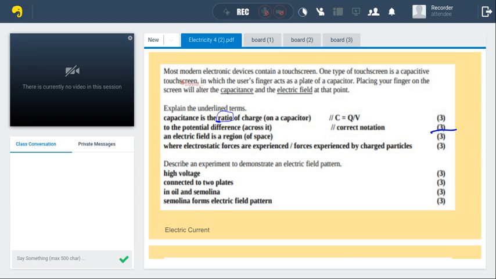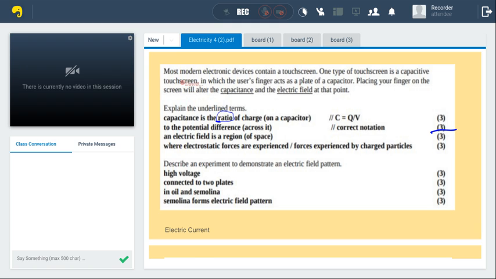Now, they're not going to be able to do it for electric field. So I would expect literally any physics student to be able to do the definition of capacitance because of what's in the maths tables. But it does take the good student to know how to define an electric field. That's a much stickier definition. An electric field is a region of space where electrostatic forces are experienced, or forces are experienced by charged particles other than gravity. I would add there myself personally.